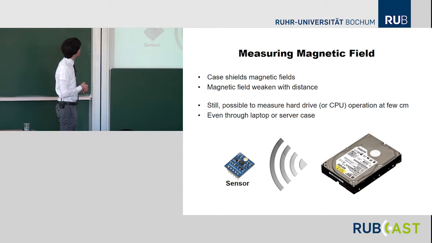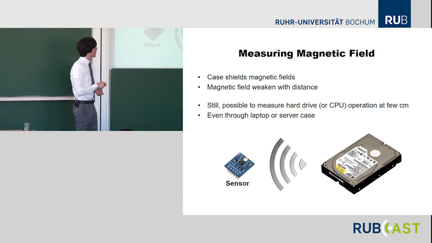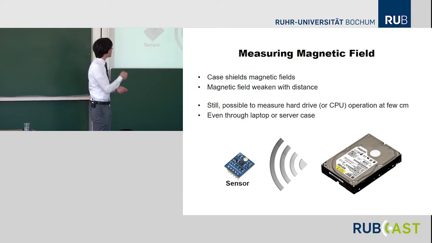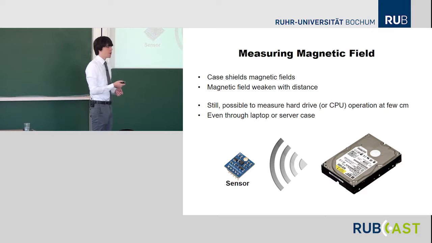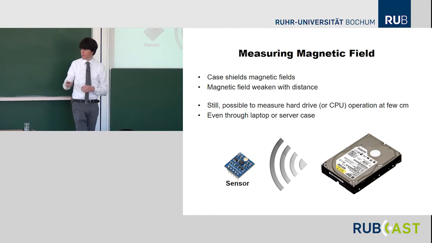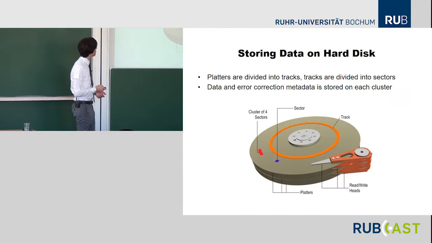So that's kind of the idea for measuring the magnetic fields, is that even though there is a casing that protects some of the emanations from the drive, we're able to pick up the information about the movement of the hard drive head. And later, in the next slides, I also talk about some emanations from the CPU that you can pick up from the sensors. And as we show, it's possible if you do it next to the laptop or through the case of the server.